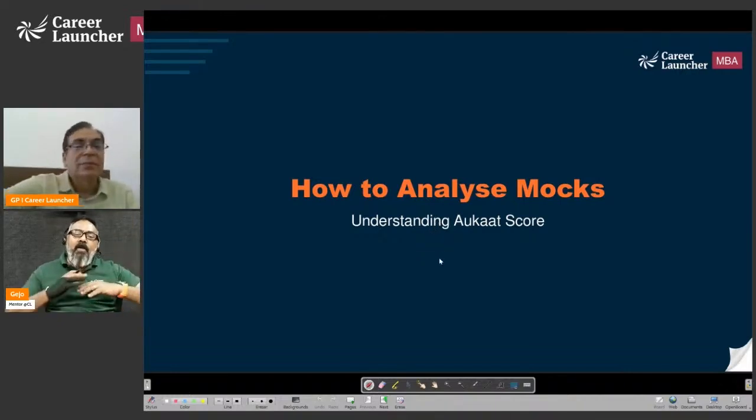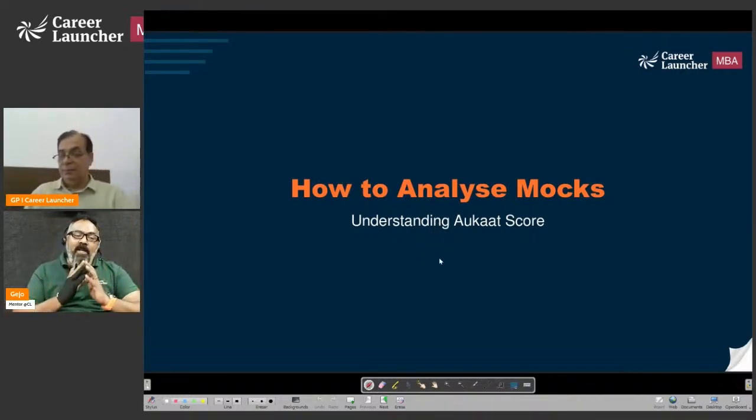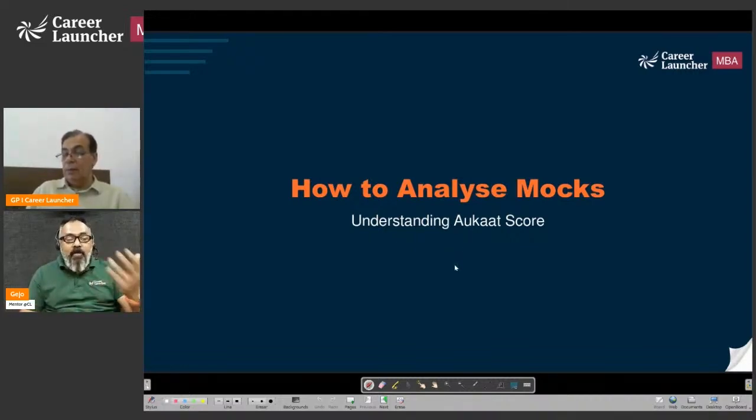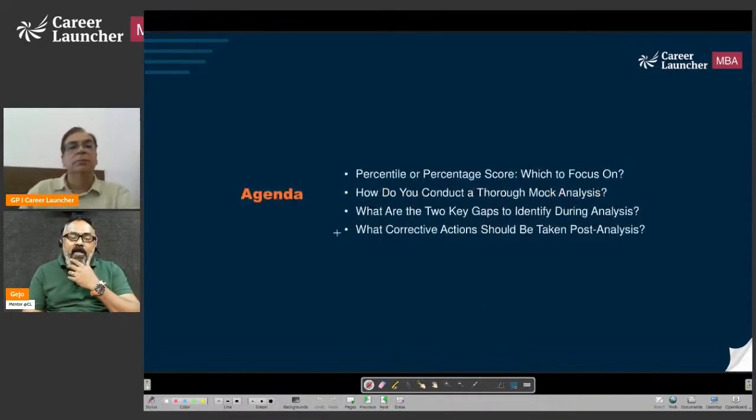GP said here we'll establish basically how to analyze mocks, and I'm sure that everybody is already analyzing mocks. And then, like GP said, we will take up each individual section later. So, think of this as the foundation session on analyzing the mock, which is very, very important. We're going to do this session in four small parts.